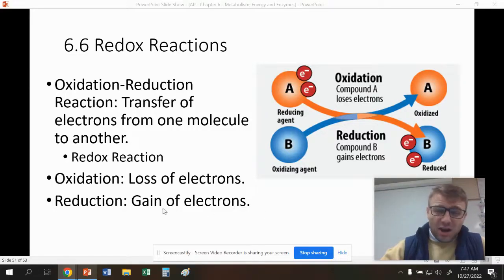It sounds kind of opposite. You think when you reduce something, you lose something. But in this case, we're looking at the positives and negatives of things. So don't go too far into it. Just remember oxidation is losing, reduction is gaining. I'll show you how to remember that here in a second. But again, molecule A is being oxidized because it's losing these two electrons. Molecule B is being reduced because it's gaining those electrons.